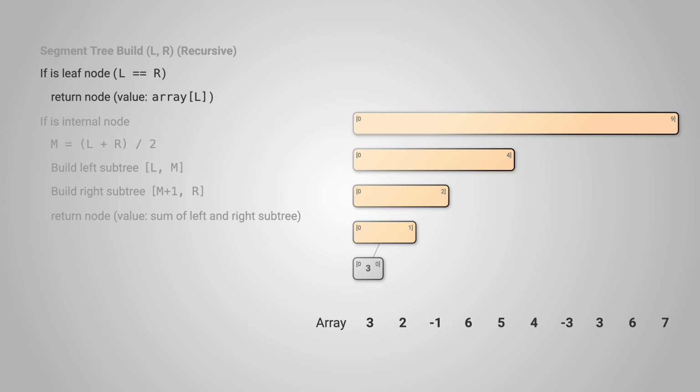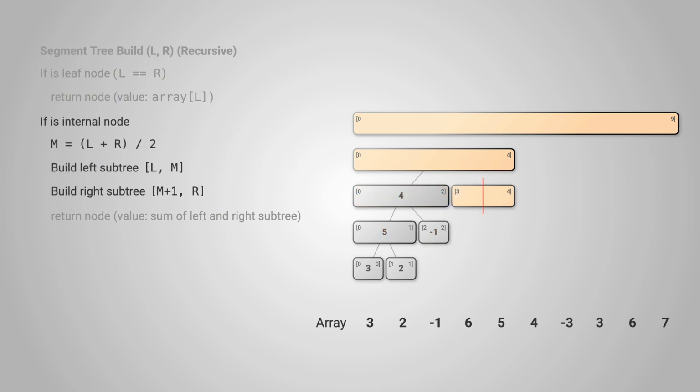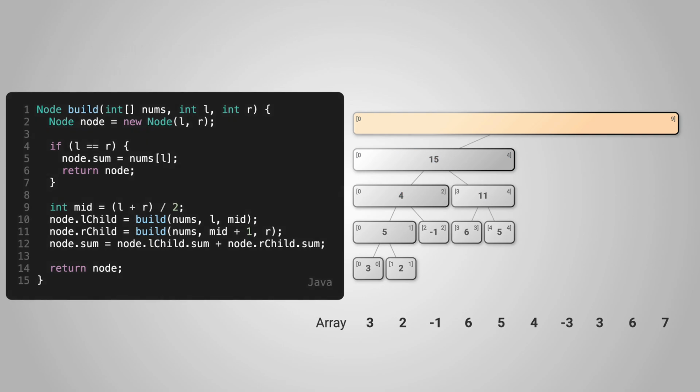Because this node represents the sum of one element, its value is set to that element. After both children are built, we set the sum value at this node as the sum of its children. For the right half, let's look at how the code runs.